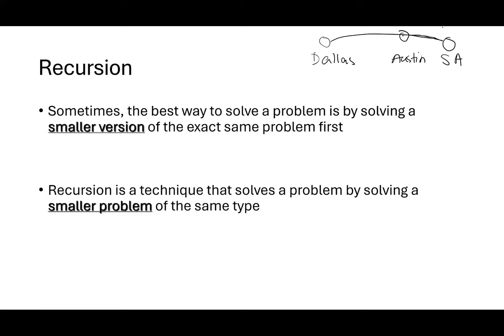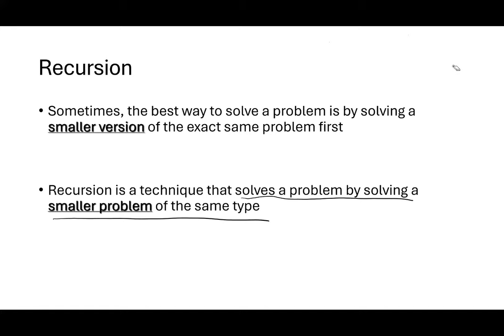Okay. So recursion is a technique that solves a problem by solving a smaller problem of the same type. So you break down your problem into smaller ones and then solve the exact same problem on the smaller set and combine them and get the result for the bigger one. If you remember, we had done the pre-order DFS algorithm, right?